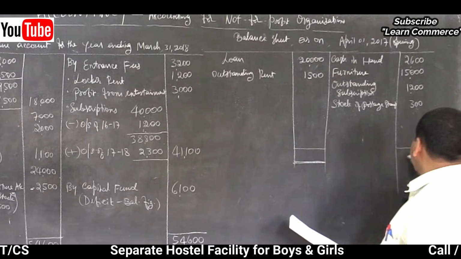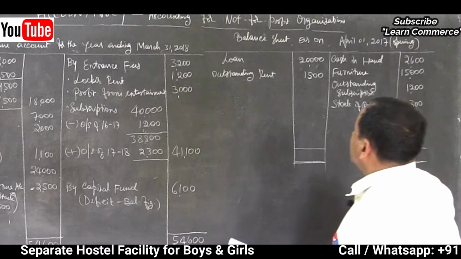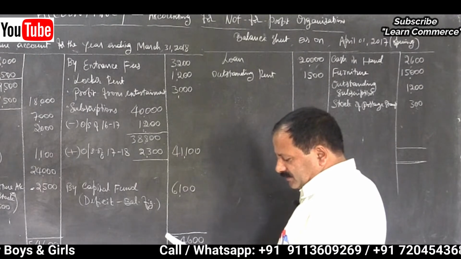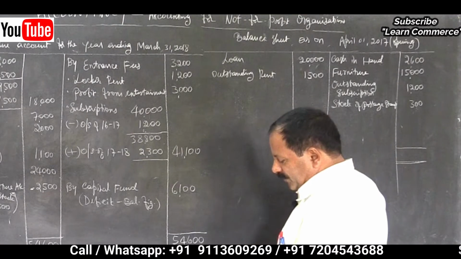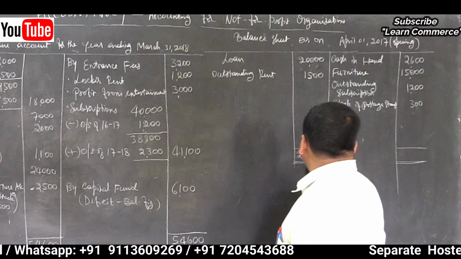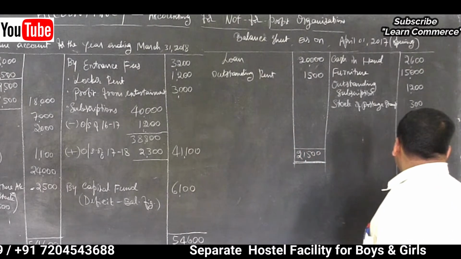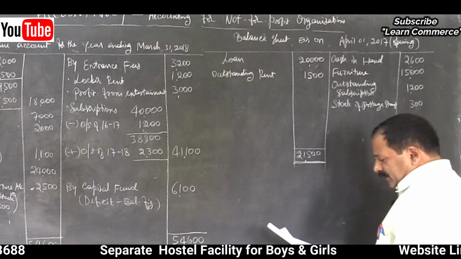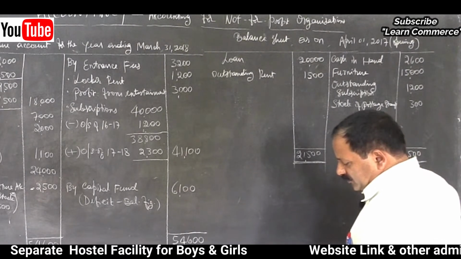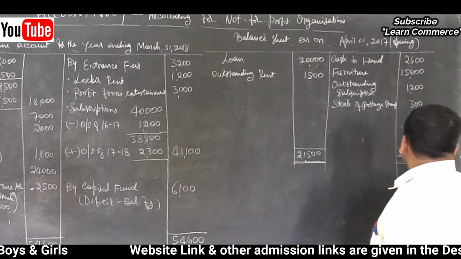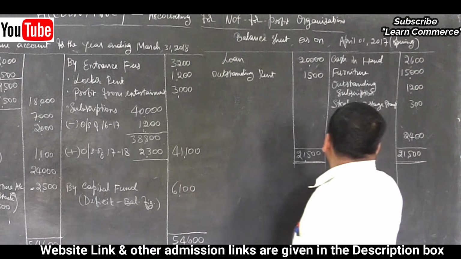Debit side is greater than the credit side. That is, I'm sorry, liability side total is more than the asset side, not debit credit. So 21,500 is the total on the liability side. Write the same total on the other side. 21,500. Find out the difference. You will get a difference of 2,400. That is capital fund.